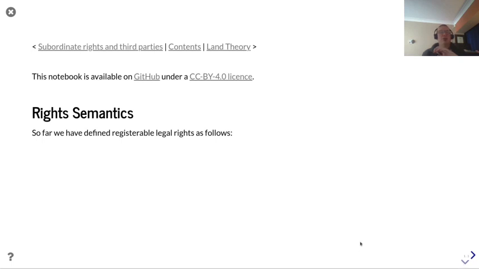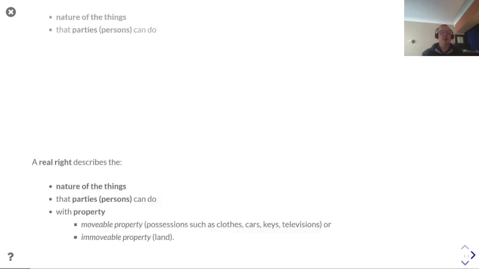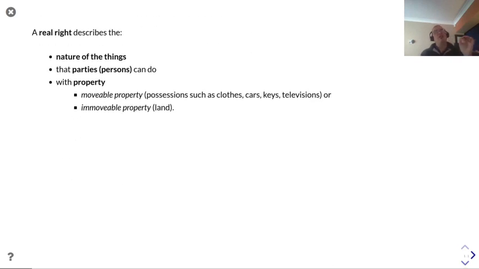In this video, we will start to talk about the issues surrounding right semantics. So far we've defined registrable legal rights as follows. A right describes the nature of the things that parties, people, can do. And then a real right describes the nature of things that parties, people can do with property.